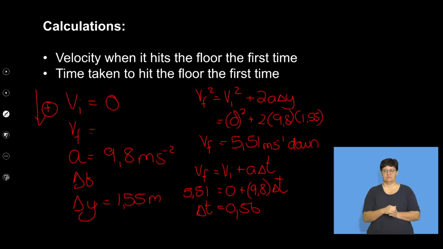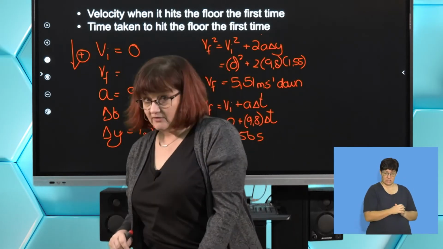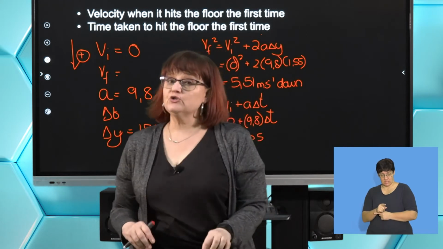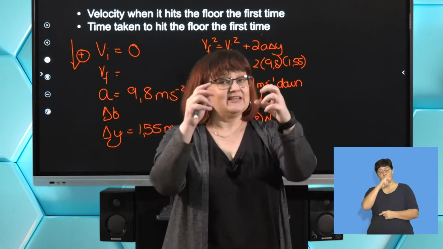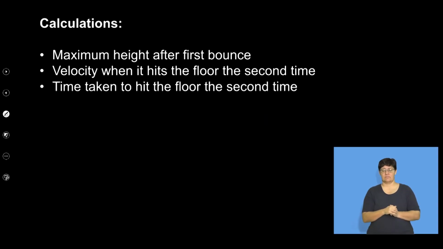So, seconds. So what I've worked out now is I know initial velocity, I know the velocity it hits the ground with, and I know how long it took to get there. So that's important pieces of information that we need to keep. Now, I want the maximum height after the first bounce.